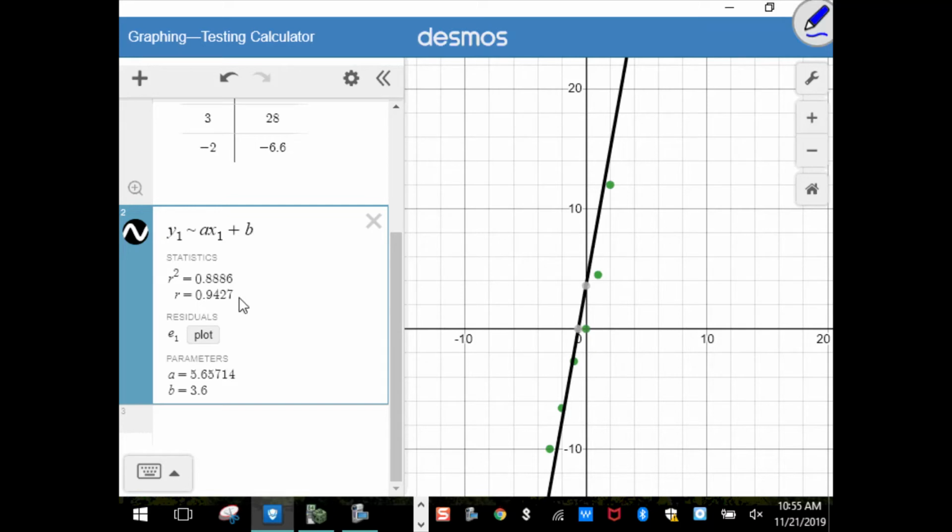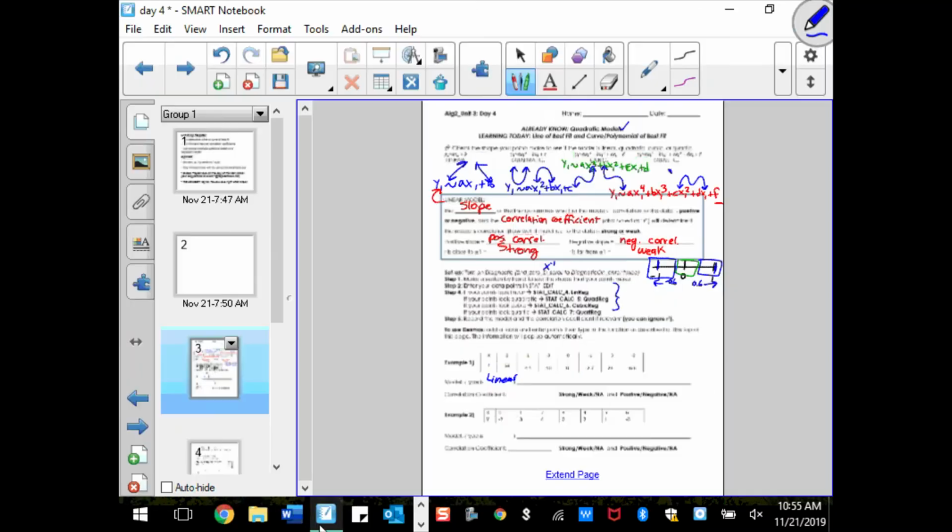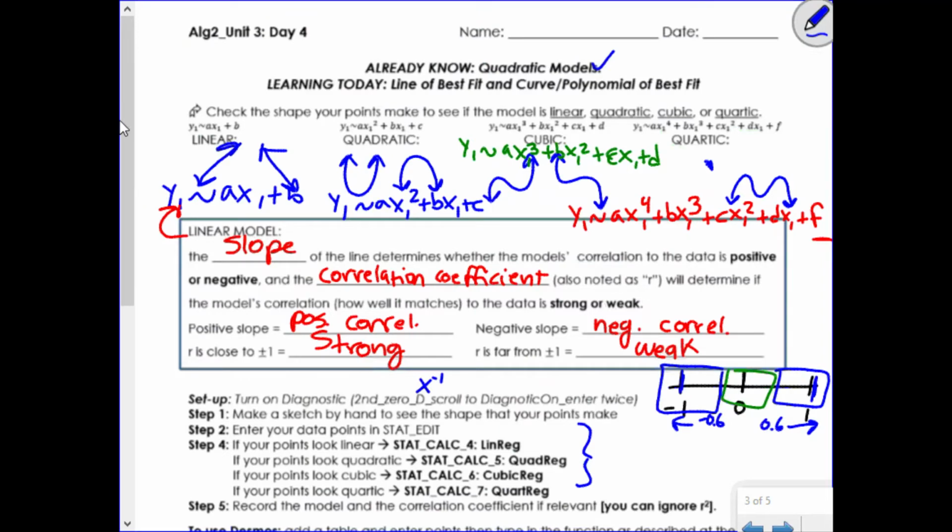Now, for you guys to write the equation, all you have to do, you guys see at the bottom of the screen how it says A equals. Write the equation, you're going to take this, plug it in. Okay? So if you go to your notes, sorry, I'm going back and forth. I'm like a crazy person.